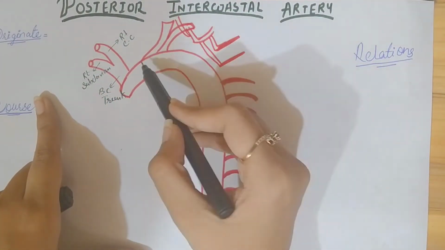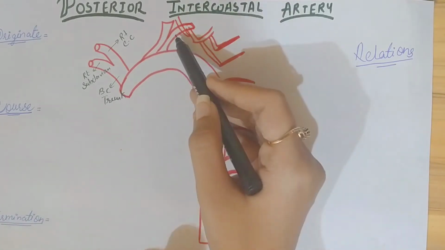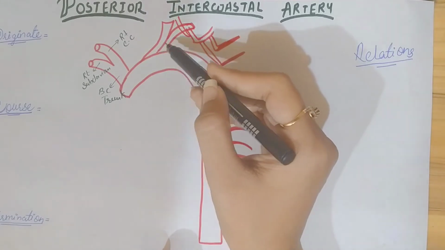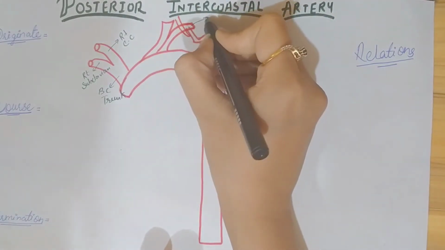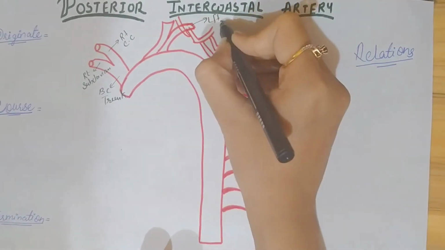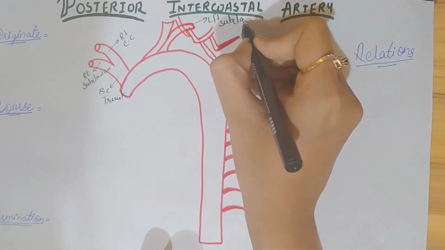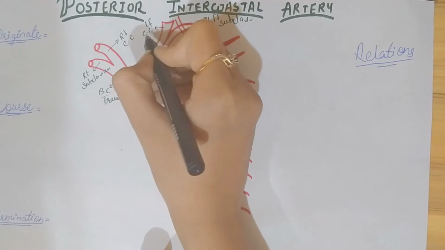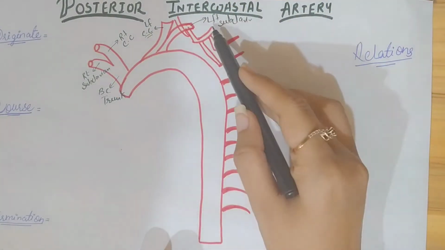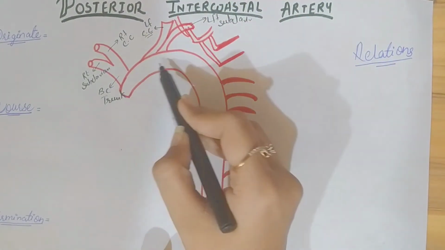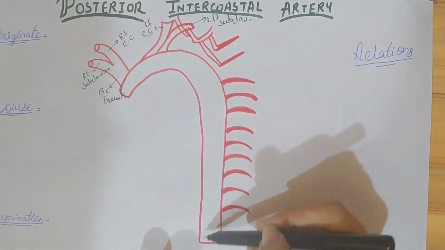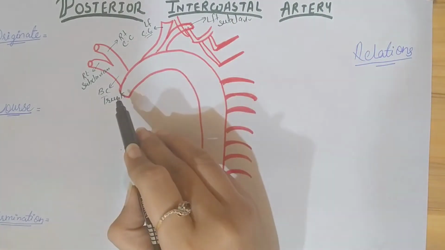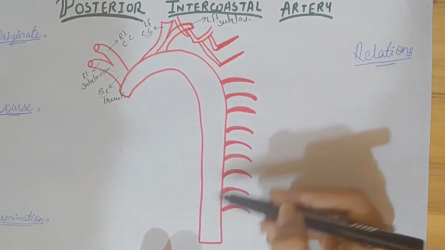Now from here we are getting two other branches. The first one here is the left subclavian and the left common carotid. So this one is the left subclavian and this is left common carotid. Right? Now this is the arc of aorta, then this is the descending aorta. We have first the ascending aorta, then arc of aorta, then descending aorta.